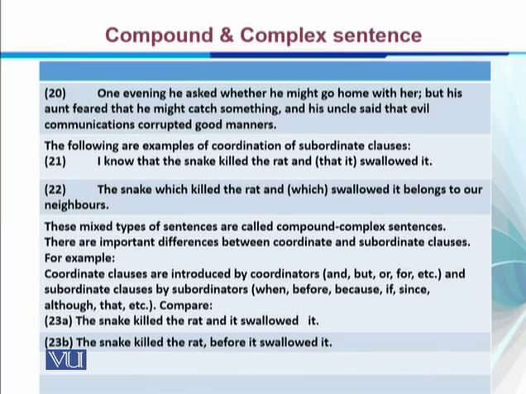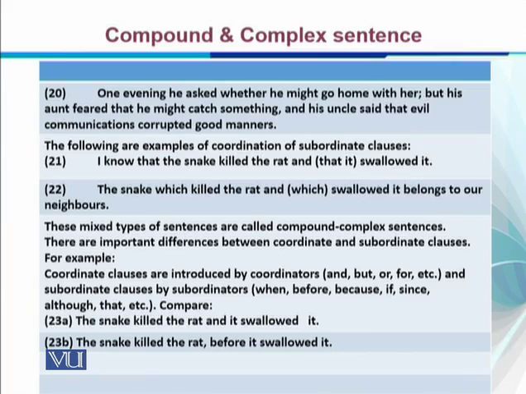There are important differences between coordinate and subordinate clauses. Coordinate clauses are introduced by coordinators: and, but, or, for, etc. And subordinate clauses are introduced by subordinators: when, before, because, if, etc. Generally the subordinate clauses have subordinators which make the constituent either the subject, object, or adverb of time, adverb of place, adverb of manner of the main clause, right?